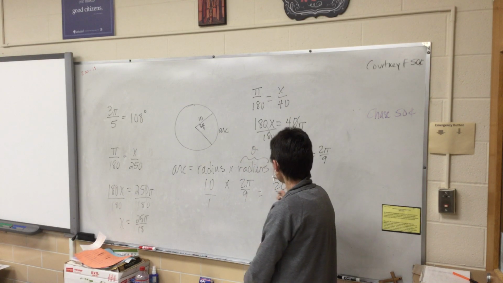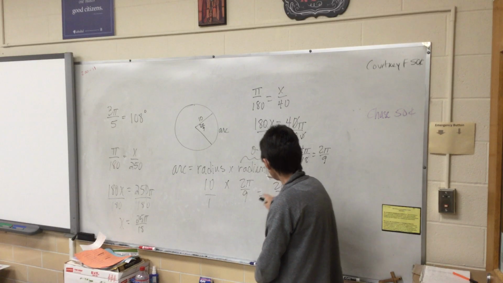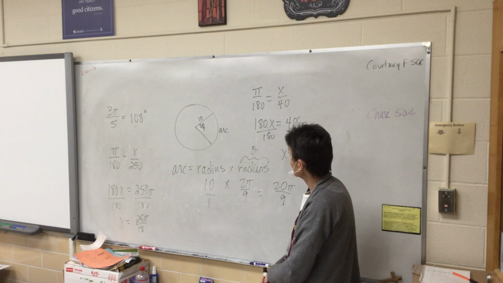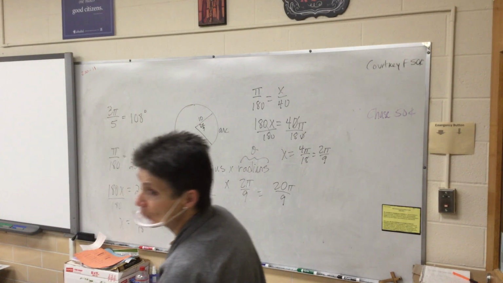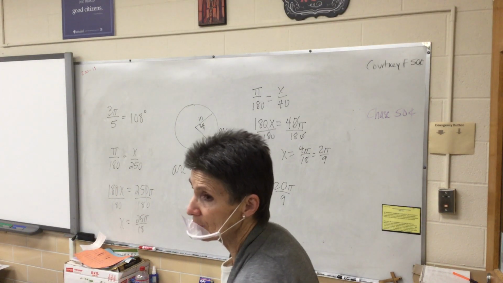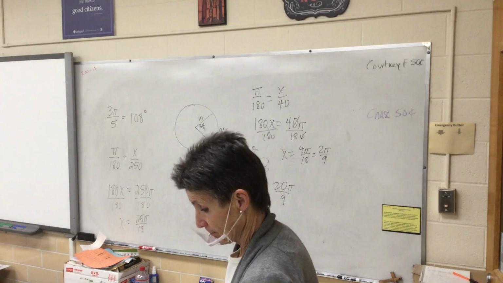So 20 pi over 9. Put that 10 over 1, then you can just multiply straight across. 20 pi over 9 would be the answer. So that problem's on your quiz, but it's not that hard. But on the test, maybe it'll be hard like this.